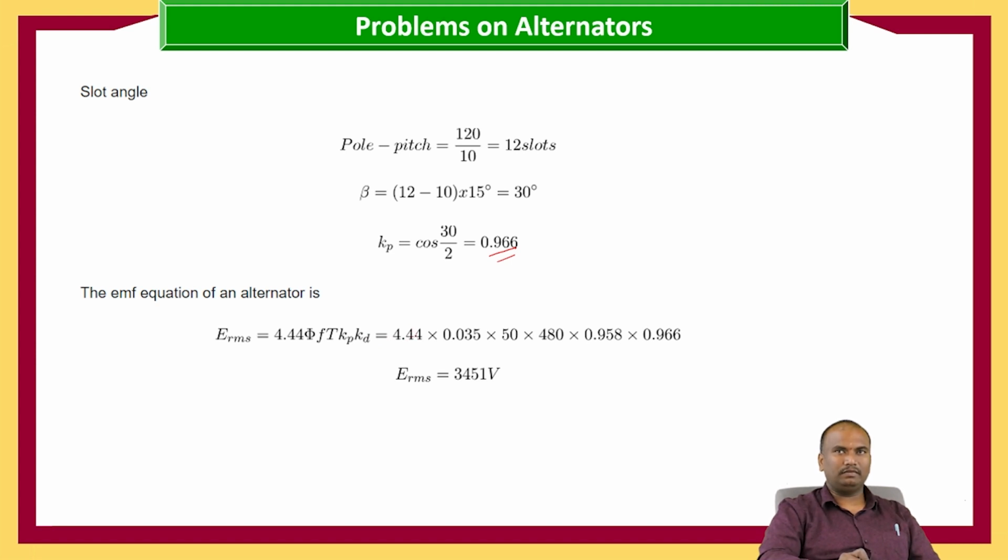The EMF equation of alternator is 4.44 phi f t into Kp Kd. Here, 4.44 into 0.035 into 50 into 480 into 0.958, that is Kd, and 0.966, that is Kp, which is equal to ERMS, which is equal to 3451 volts.